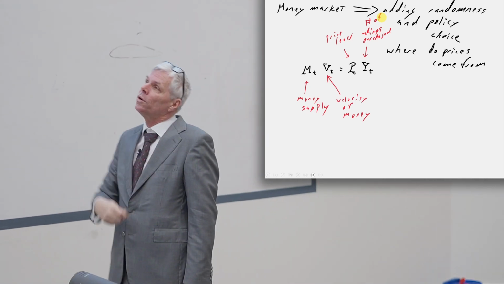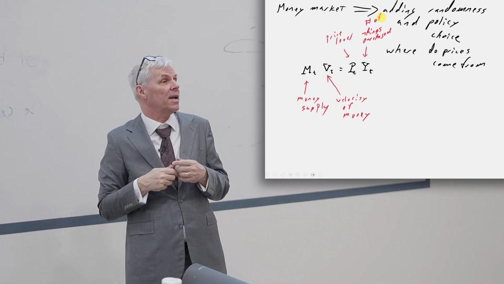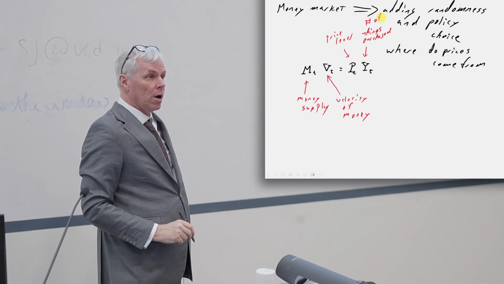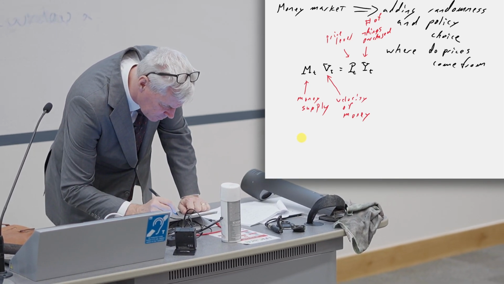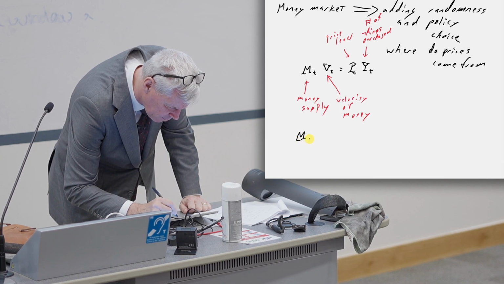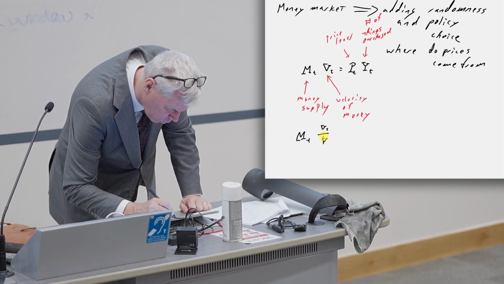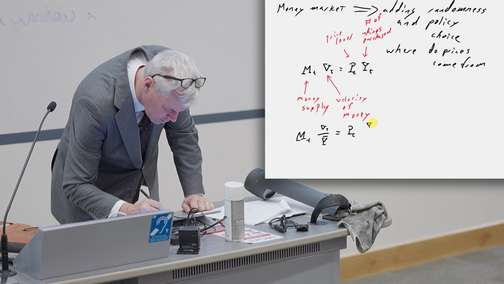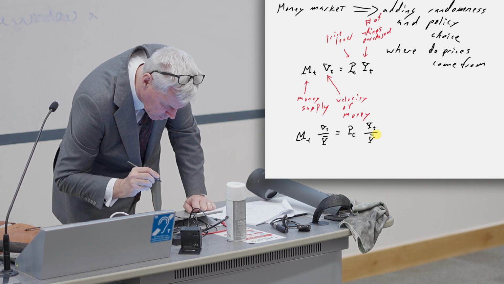But we're going to add some assumptions to it that turn it into more of a theory, but at the moment, it's just an identity. Okay. Now, what I'm going to do is I'm going to divide both sides by Y bar. Okay. I can do that. I can divide both sides by anything I want. So I get capital M_t, capital V_t over capital Y bar is equal to capital P_t Y_t over capital Y bar.